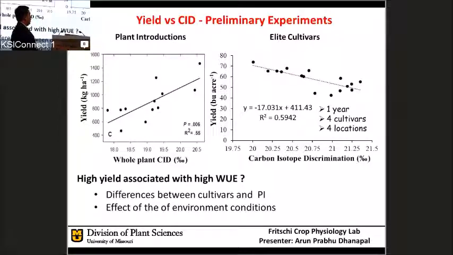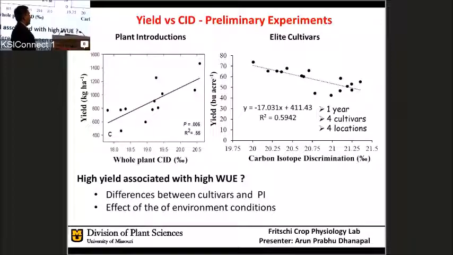But I think this is not our interest, because when you select for a higher yield over here, then you will be selecting for higher CID. Actually, we need to select for low CID with higher yield. So in the figure on the right, with the elite cultivars, the four elite cultivars which were cultivated in 4 different locations, we see a good negative relationship, where for the low CID we are selecting a higher yield. This is what is more interesting for us.